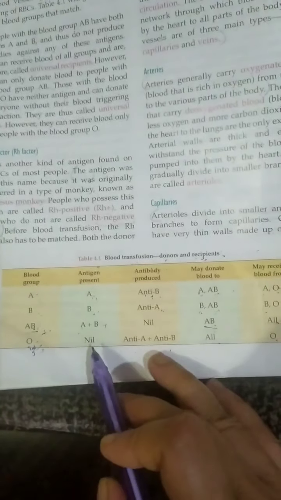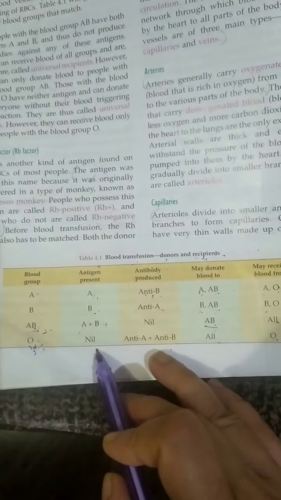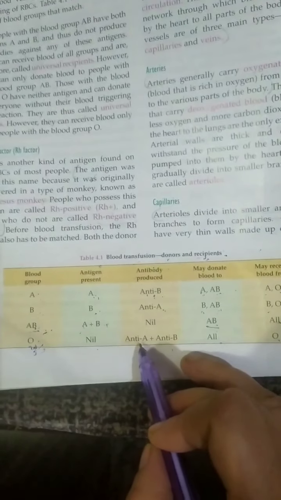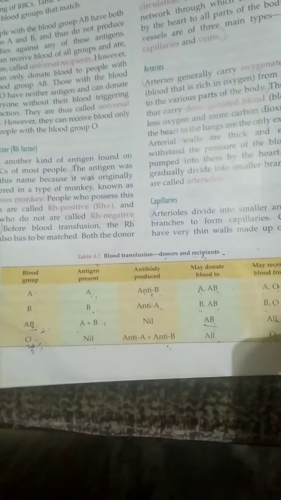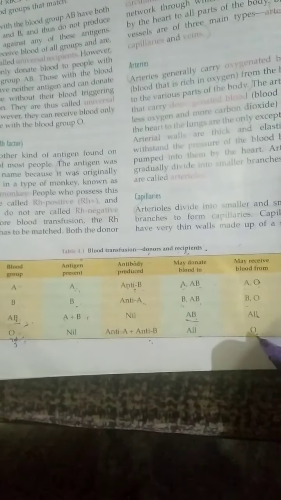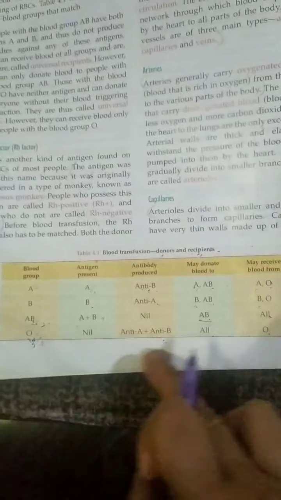Then O: there is no antigen present in the O blood group, so they produce both antibody A and antibody B. They may donate blood to all, but they may receive blood from O only. So this is the table.